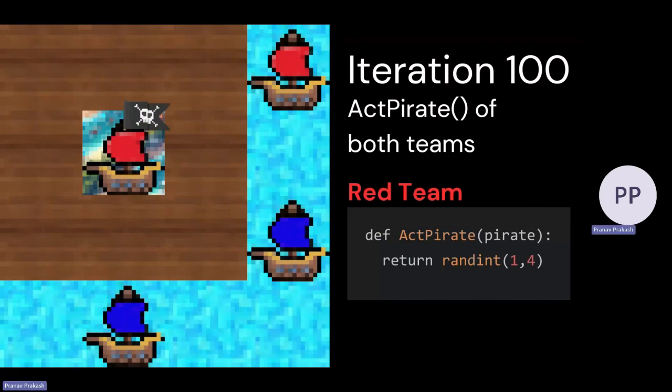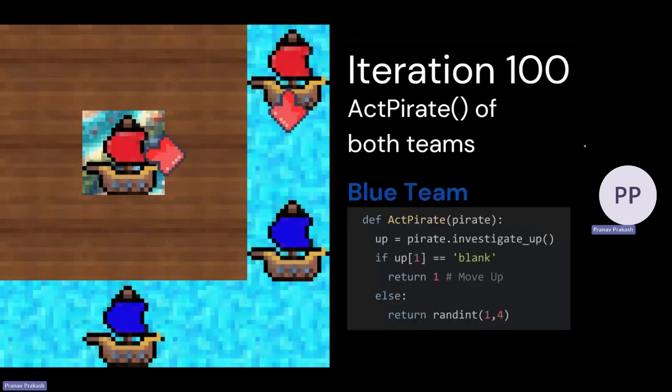First, we start with the pirate at the center of the island. The pirate randomly chooses a direction to move in, in this case being the right. Next, the second red pirate runs their act pirate function and they randomly choose to move down. Now we move on to the blue team.